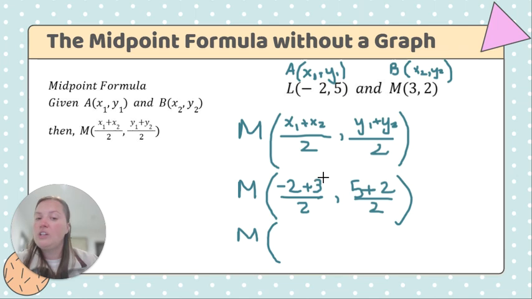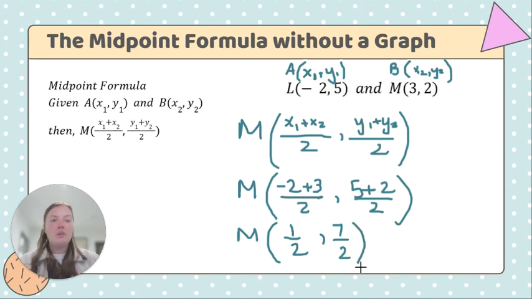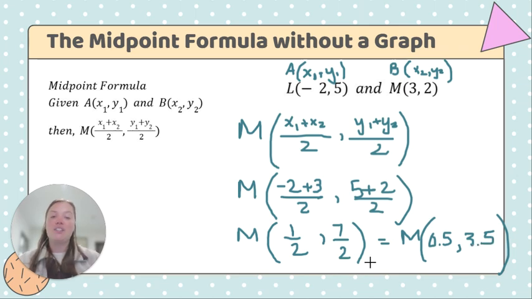But if I owe somebody $2 and I give them $3, that means I gave them $1 too many. Okay, and then 5 plus 2 is 7 divided by 2. So now I can simplify it. I can leave it in this form, or I can put it in decimal form, whichever one your instructions say. So this is a 0.5 over 7 divided by 2 is 3.5. Okay, so that means our midpoint is located where x is a half and y is 3.5.